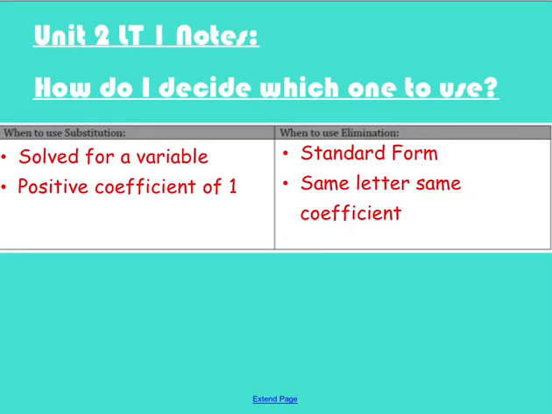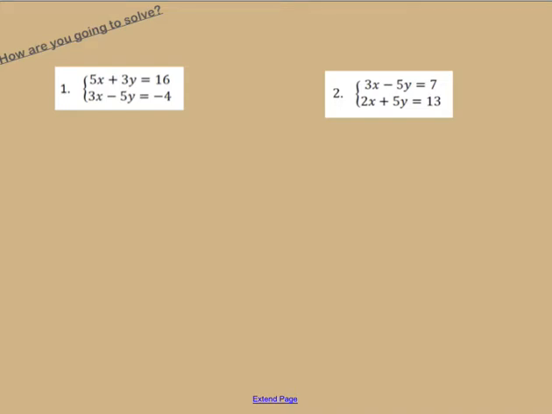So what we're going to do is go through a couple of systems problems and talk about the best way to solve them. So I see for number 1 that on the y's I already have opposite signs and it's in standard form. So I want to use elimination. I need to ask myself, okay, what is the smallest number that 3 and 5 both multiply to? And that's going to be 15.